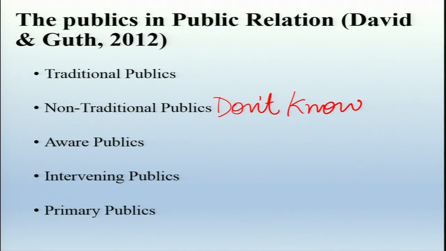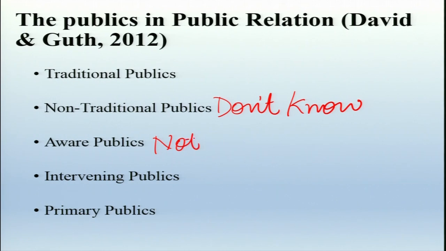They know what the organization is about, what the values are, but somewhere they are not able to connect with you right now. It might be possible in later stages that these non-traditional or aware publics get into traditional publics, that's possible. But right now they are not aware, as well as they are not able to match themselves with the organizational objectives or values or beliefs and so on. That is what aware publics is about.